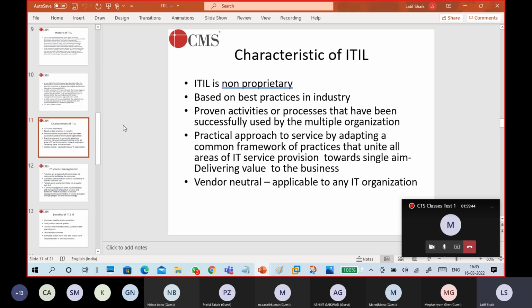It is a theory part only, guys. So no choice. So, vendor neutral. What is vendor neutral? Applicable to any IT organization. Vendor neutral means if I use a Microsoft product and someone is using a Cisco product, someone is using Oracle products, any product you are using, no problem. You can simply apply ITIL because ITIL is not technology specific or vendor specific. ITIL is a concept or process management in the IT business.